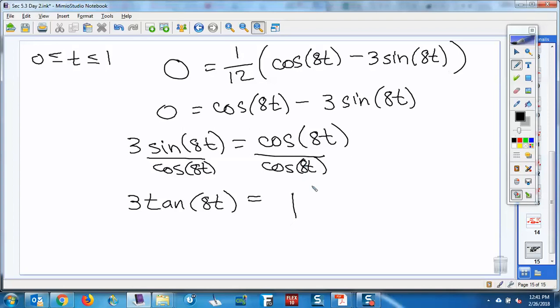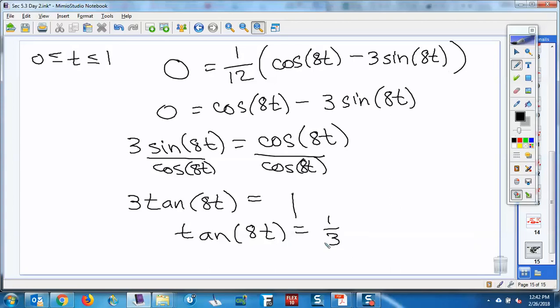Now the only problem, and we'll get into this later, is when the bottom is 0. You can't divide by 0, so when would cosine be 0? We'd have to worry about those kinds of situations, but it's not going to be an issue in this problem. So right now, we're not going to consider that. Now we divide by the 3. And now is when the calculator would get involved.